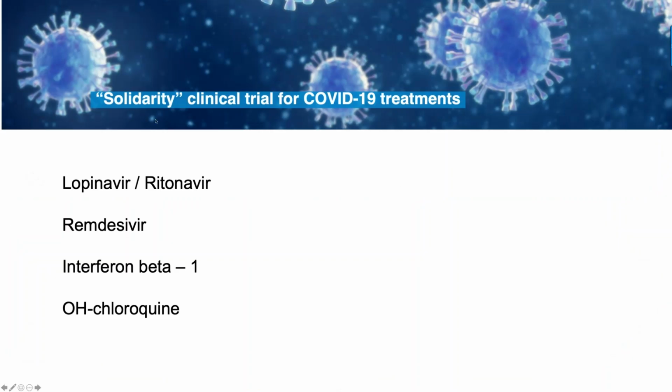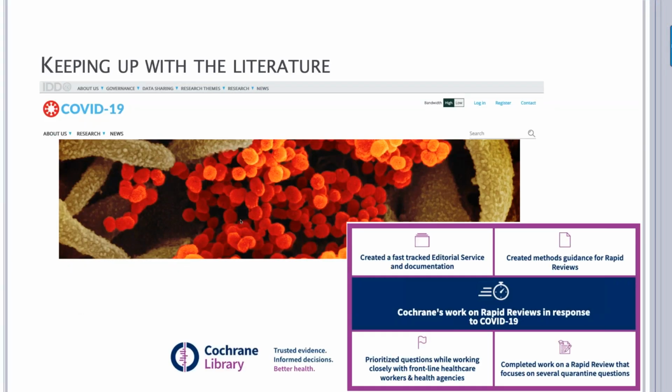There's another trial which is looking again at adaptive trial design, looking at different treatments, again looking at the protease inhibitors, looking at remdesivir and combined or not with interferon beta, and also exploring the role of hydroxychloroquine without azithromycin, and this is known as the Solidarity trial, and many of us are involved in that current study as well as the REMAP CAP study.